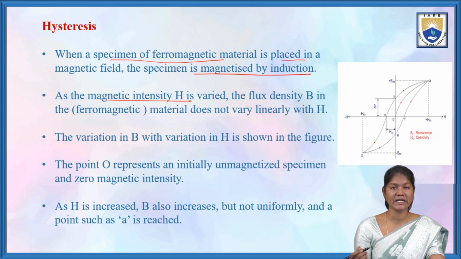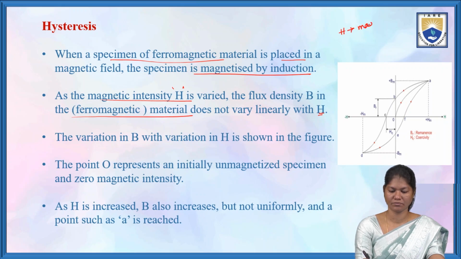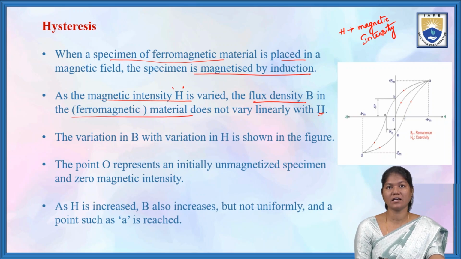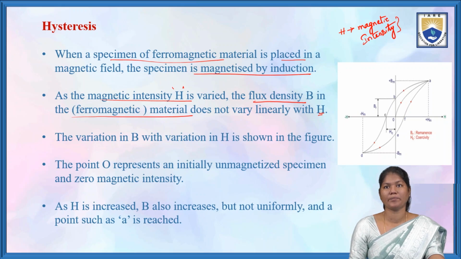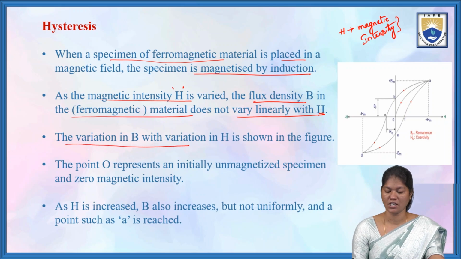As the magnetic intensity H is varied, the flux density B in the ferromagnetic material does not vary linearly with H. H is nothing but the magnetic intensity, and capital B is the flux density. The variation in B with variation in H is shown in this diagram.